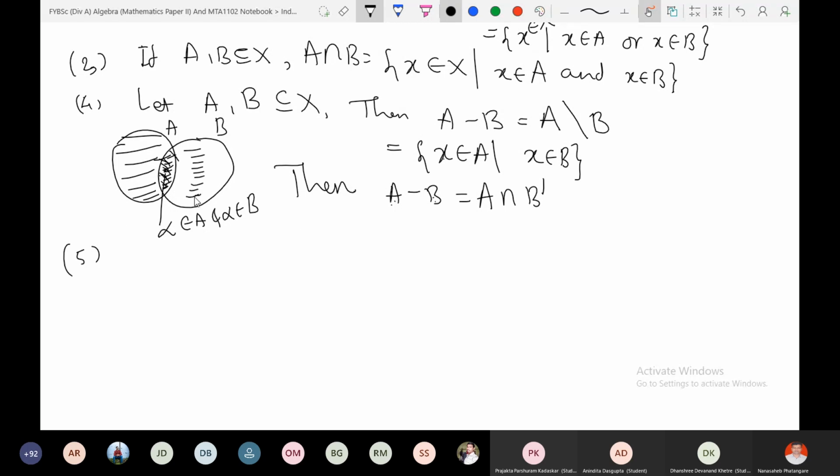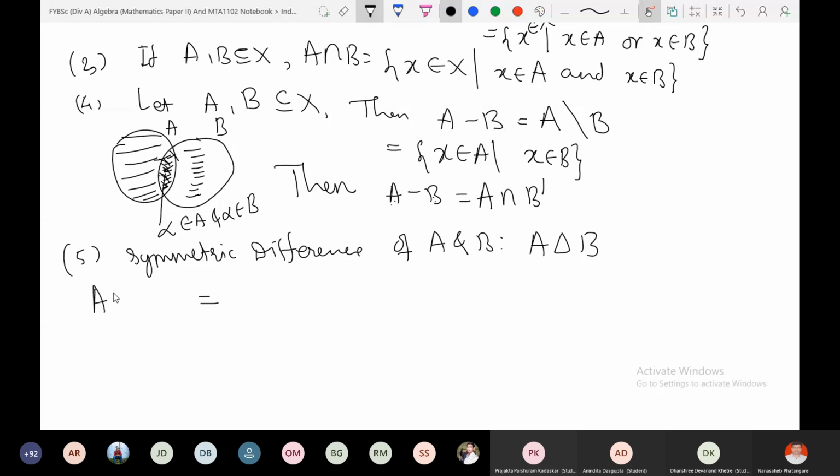Similarly, what is B minus A? B minus A is this part. So remove part of A from B. So the symmetric difference of A and B is denoted by A delta B. The symmetric difference of two sets, A delta B, is A minus B union with B minus A. So this is A minus B and this is B minus A.